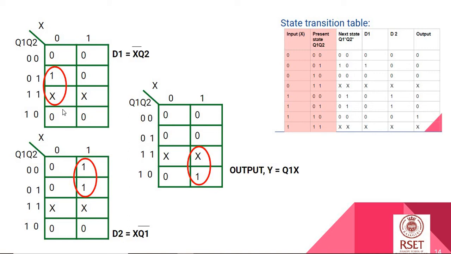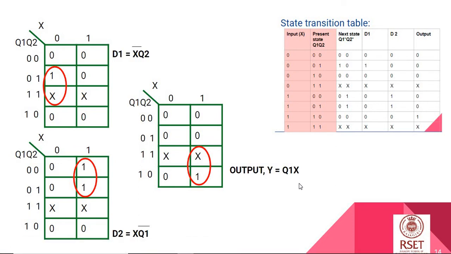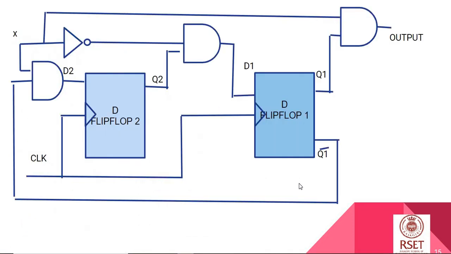After filling the K-map, we know how to simplify using the K-map with the SOP technique. We obtain the expression for D1 as X bar Q2. And here we obtain the expression for D2 as X Q1 bar and the output Y as Q1 X. So using these equations, we can now design our logic circuit.